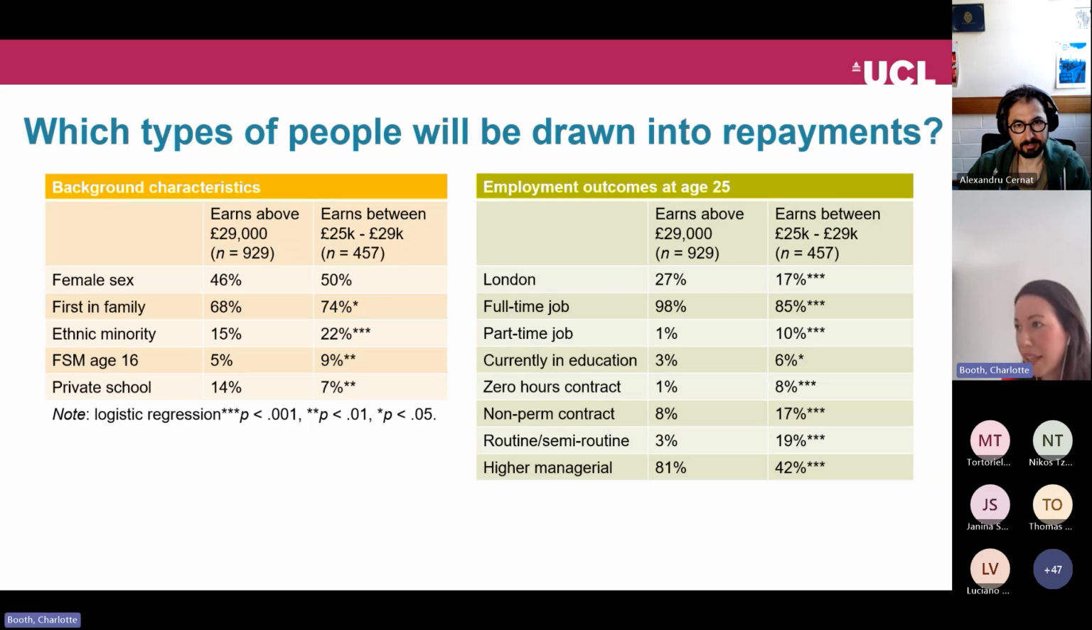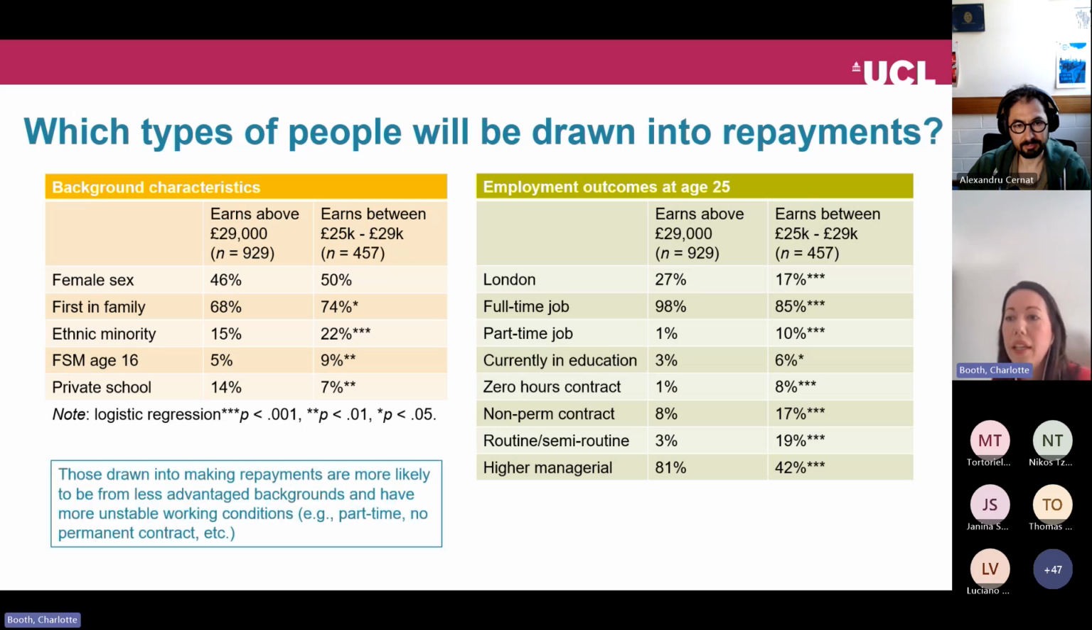They were less likely to have a full-time job, much more likely to be working in a part-time job, more likely to be in education while also working, and also much more likely to be on a zero hours or non-permanent contract, to work in a routine or semi-routine occupation, and less likely to work in a higher managerial position. So in summary, those drawn into making repayments were more likely to be from less advantaged backgrounds and have more unstable working conditions, is what we concluded.